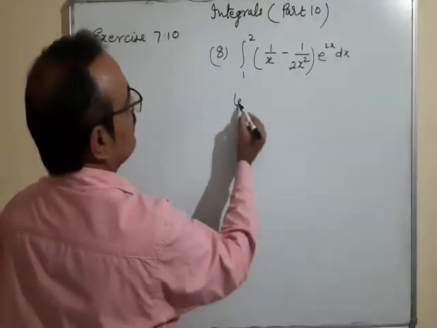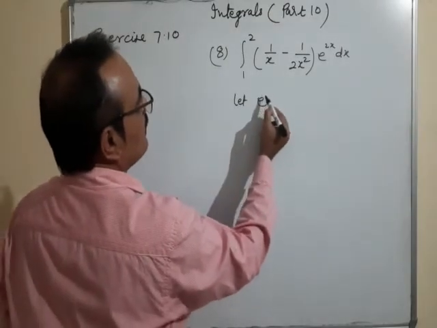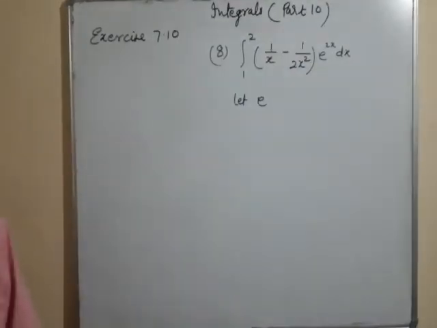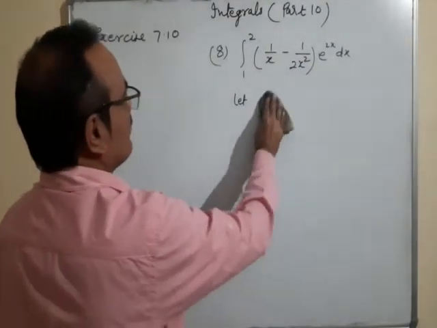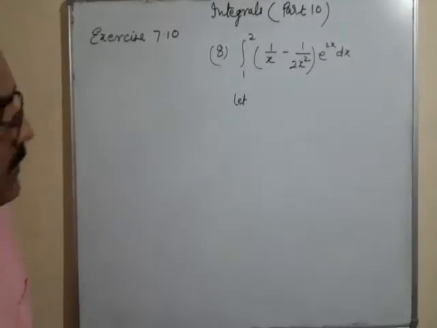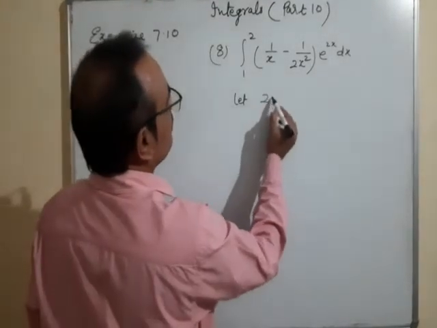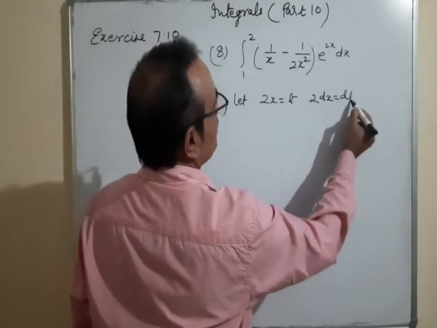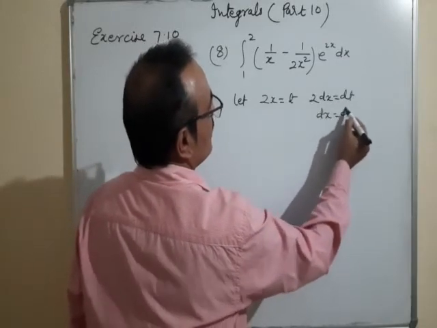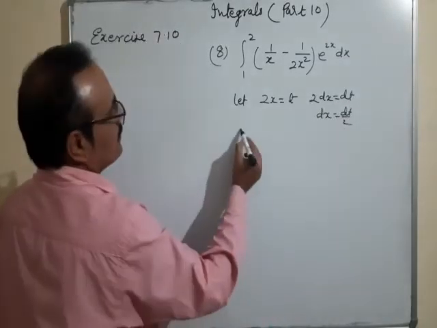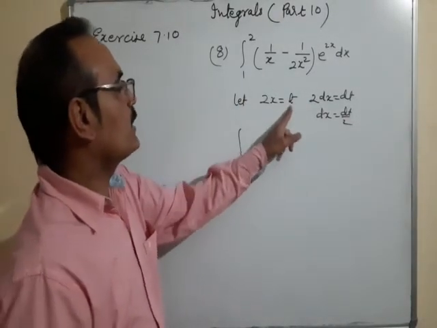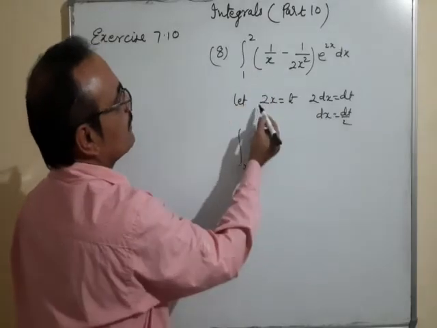Let 2x is equal to t. Then 2 dx is equal to dt, so dx is equal to dt by 2. Change the limits. Lower limit 1: in place of x, 1 times 2 is 2, so t is 2. Upper limit 2 times 2 is 4.